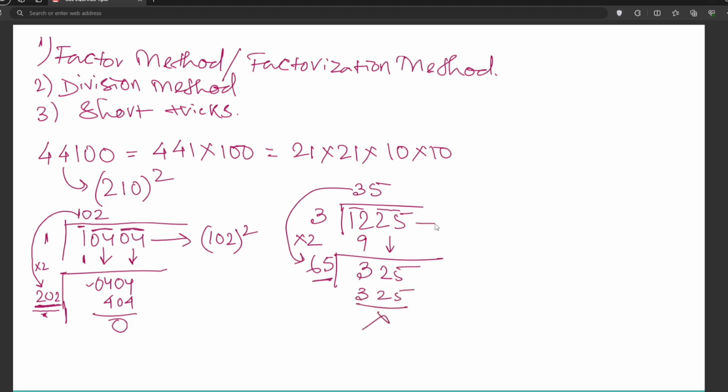So the square root of 1225 is 35, and we write 35 squared as 1225. And the last process, the short trick method.